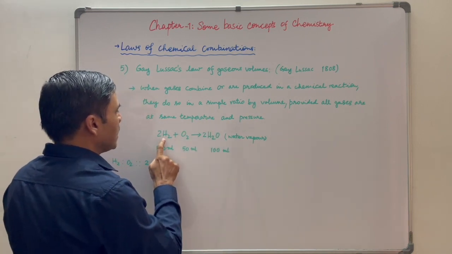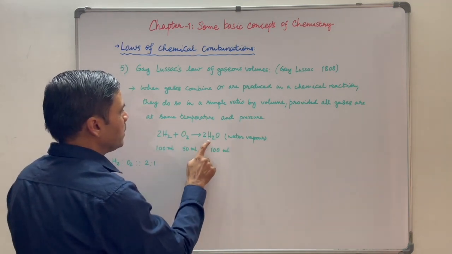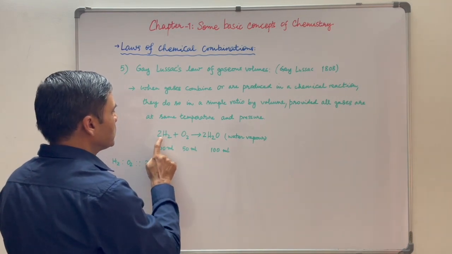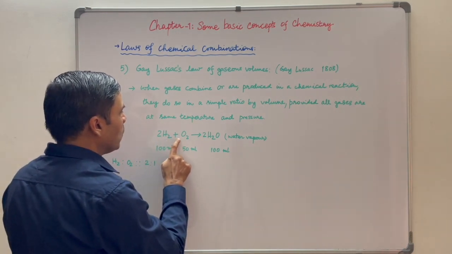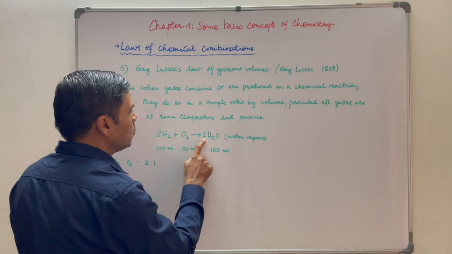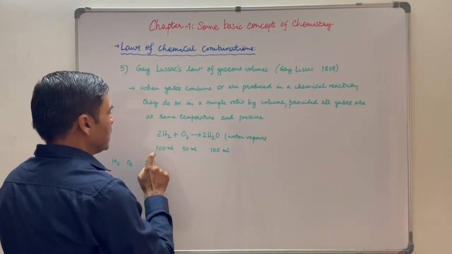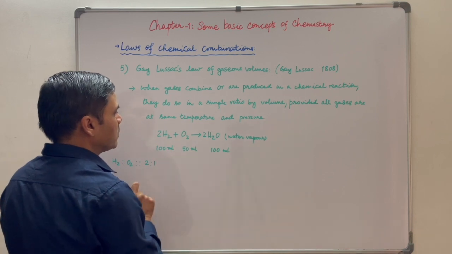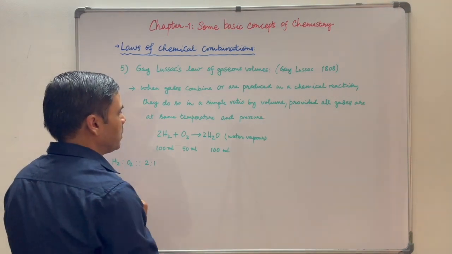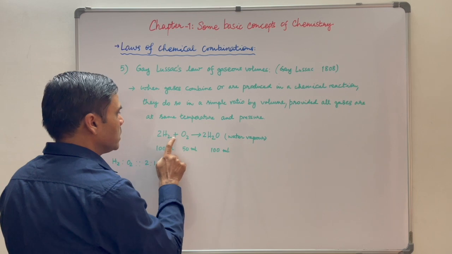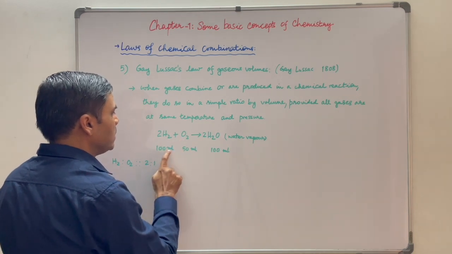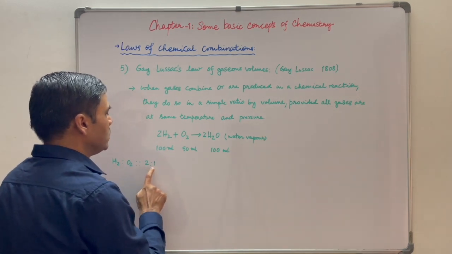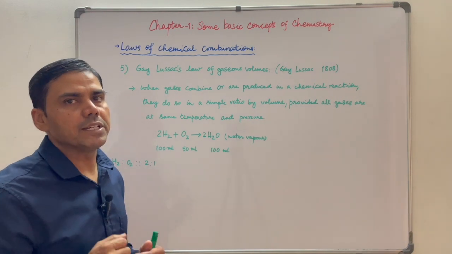Suppose two gases, hydrogen and oxygen, combine to make water vapor. Two volumes of hydrogen will combine with 1 volume of oxygen to make 2 volumes of water vapor. That means 100 ml of hydrogen will combine with 50 ml of oxygen to make 100 ml of water vapor. So the ratio of hydrogen and oxygen will be 100:50, means 2:1, which is a simple ratio.